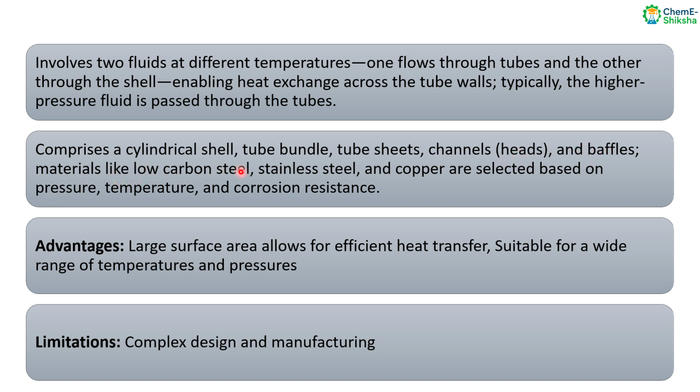Materials like low carbon steel, stainless steel, and copper are selected based on pressure, temperature, and corrosion resistance. So based on which kind of fluid we are using and what our operating conditions are, like operating temperature and pressure, we select the materials for construction. The advantage of using this shell and tube heat exchanger is it has a large surface area, and we can increase the number of tubes to increase the surface area. As the heat transfer area is more, heat transfer will be more efficient. It is suitable for a wide range of temperature and pressure, but the limitation is its complex design and manufacturing.